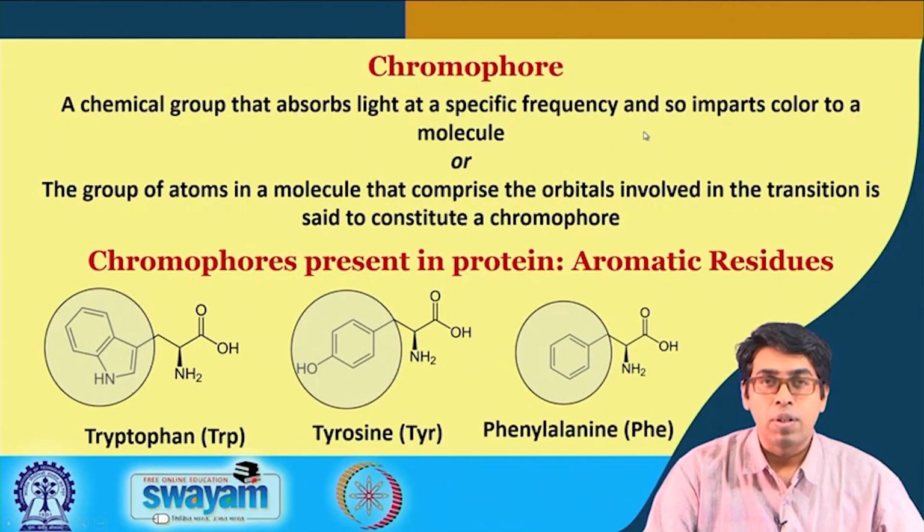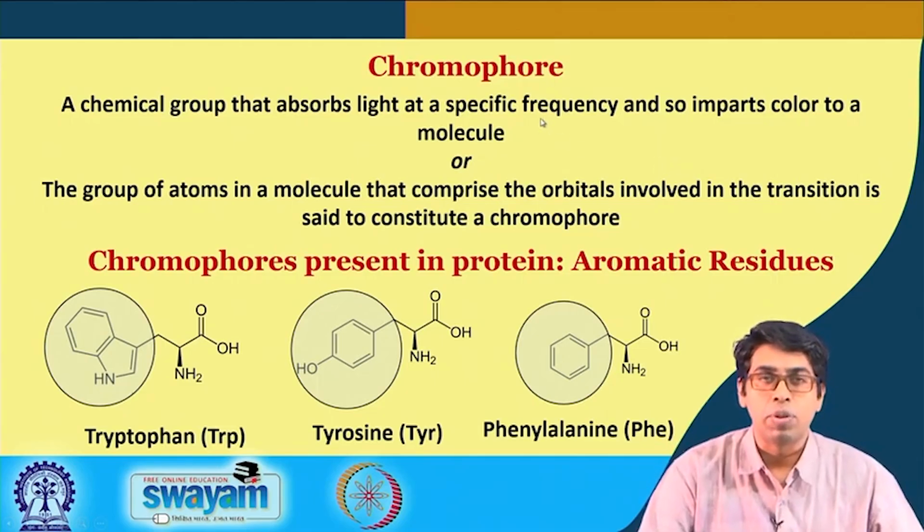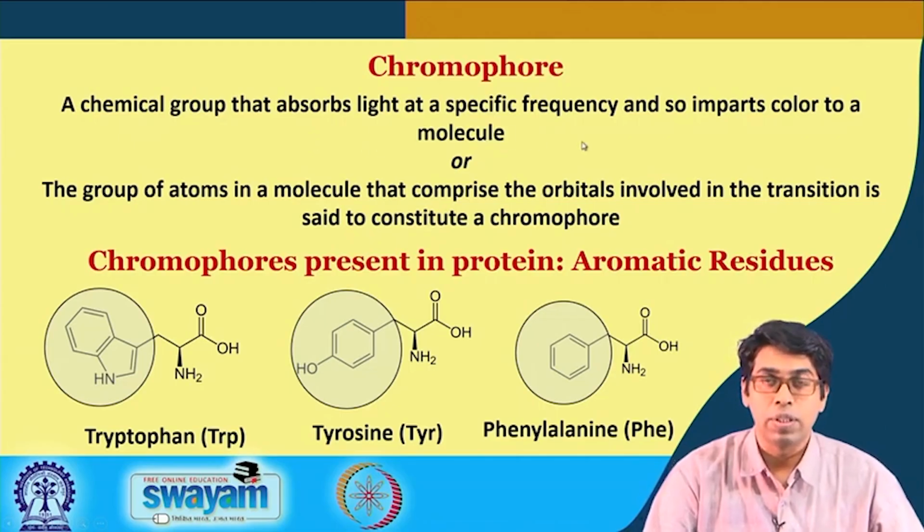One of the important concepts that was introduced in this week was that of a chromophore. A chromophore is a chemical group that absorbs light at a specific frequency and so imparts color to a molecule. Whenever we think of color, we think of color in the visible range, but a chromophore can also be something that will not give a color in the visible range. It can emit energy at a range which is beyond the visible range. In this case, we saw absorption spectra that we are collecting in the UV range.